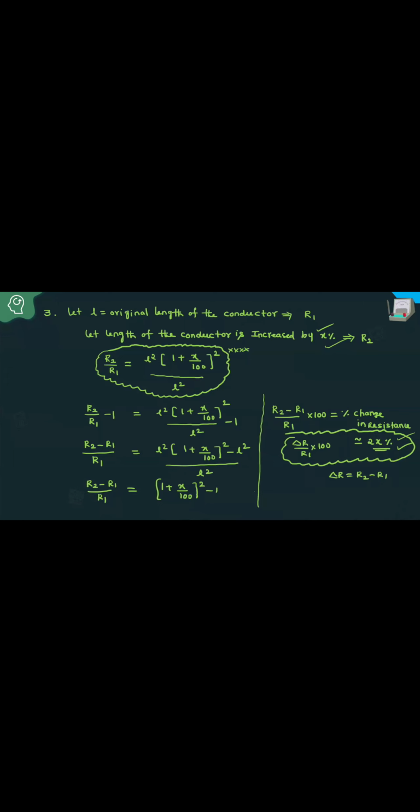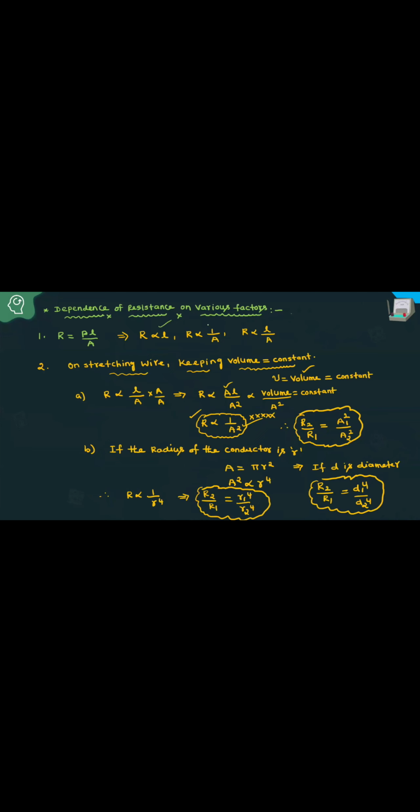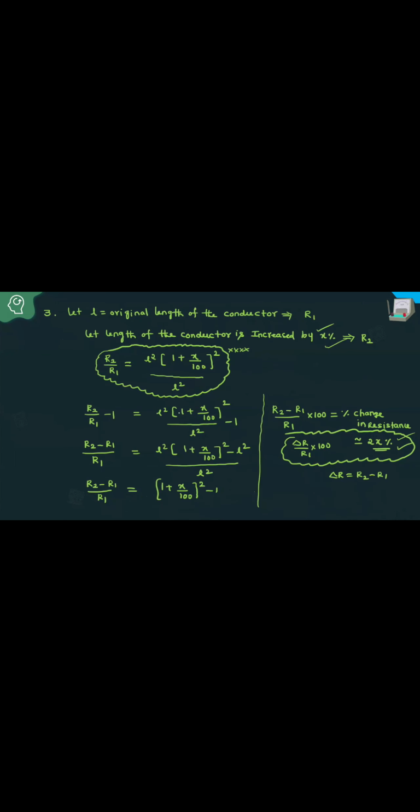How will the different factors affect the resistance? One is how the resistance depends on the length and area. Keeping volume constant, if the wire is stretched, how will the resistance depend on the area, on the radius, on the diameter? If the length is increased by x%, then what is the percentage change in resistance? The percentage change in resistance equals 2x%. Next, one more observation that I have to explain here is the fourth observation, students, that you have to concentrate.